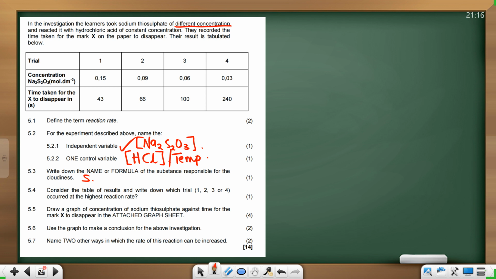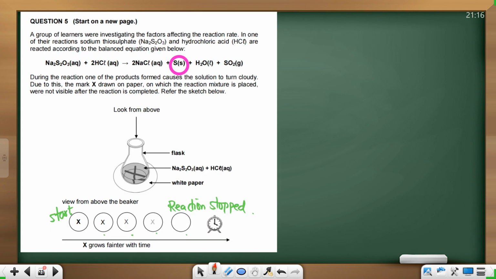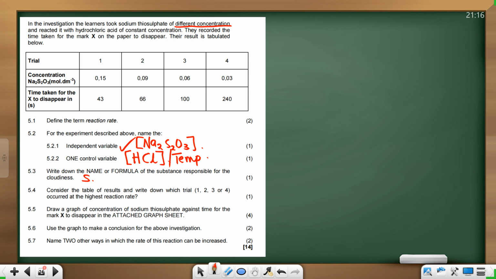Legodi says, why sulfur? Check there. It's a solid. Look at the phases. That's aqueous. That's solid. So when you form a solid, what happens? It's a precipitate. Are we okay? All right. Okay, guys, reaction 1. Was it the one that happened? Yes, because we only took 43 seconds.